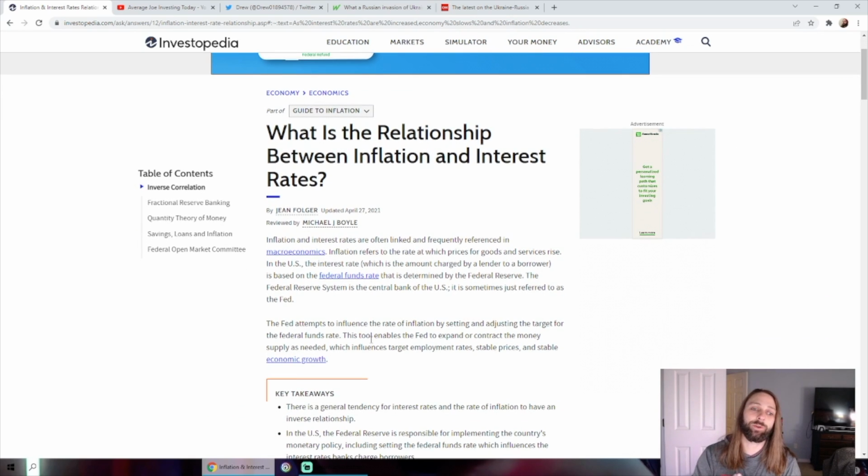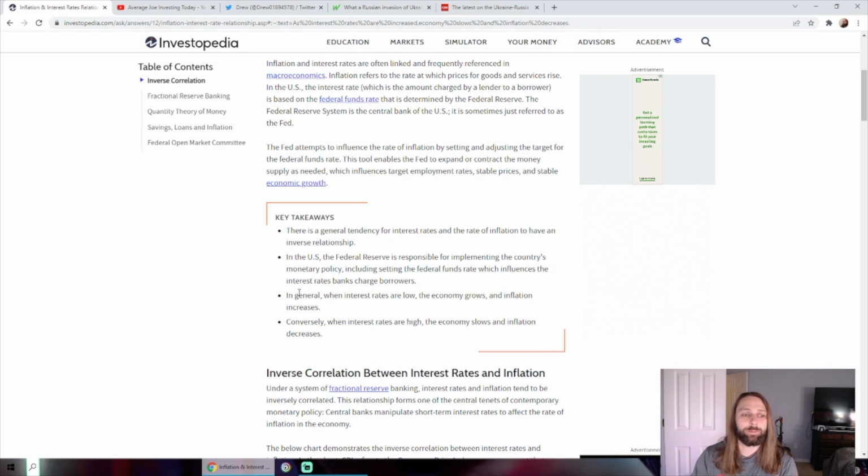The Fed attempts to influence the rate of inflation by setting and adjusting the target for the federal funds rate. The tool enables the Fed to expand and contract the money supply as needed, which influences target employment rates, stable prices, and stable economic growth. Right here in the key takeaways, this basically sums it up for me. In general, when interest rates are low, the economy grows and inflation increases, i.e., COVID happens, interest rates go to all-time lows, the economy is booming, companies are doing great, and inflation comes.